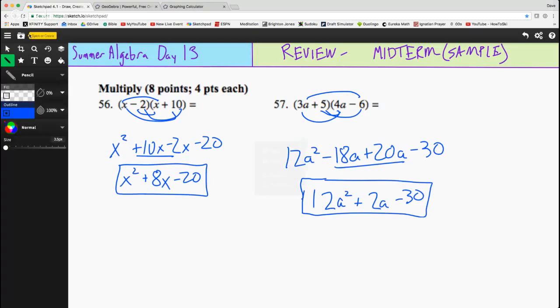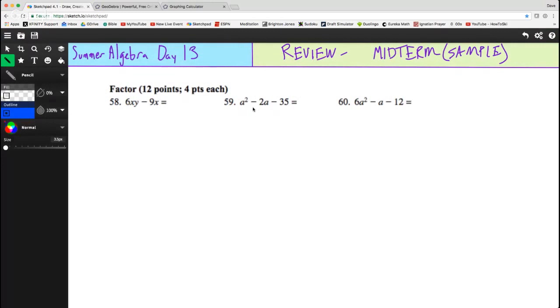Okay, we're almost there. This is the last slide. If you hung in there, you really are working hard. So here, this is a GCF factor right here. This is a quadratic with a equals 1, and this is a quadratic with a greater than 1. So let's do this guy first.